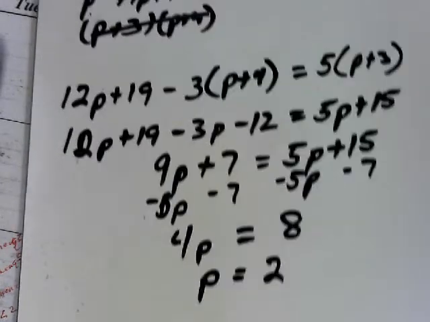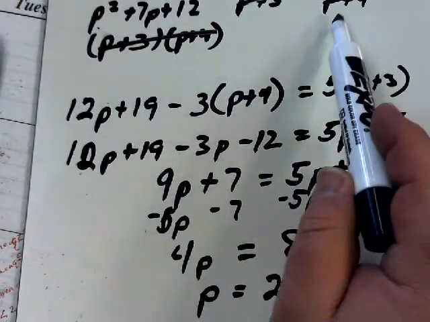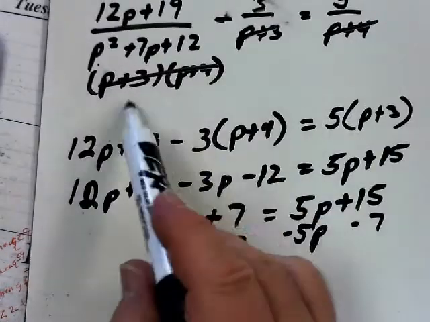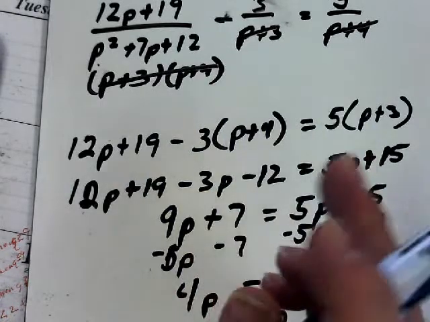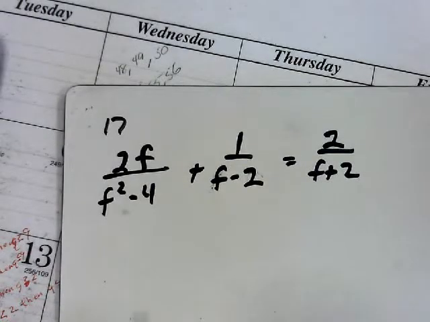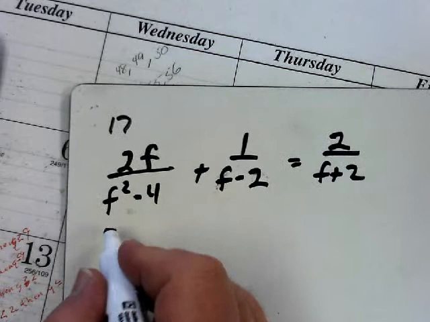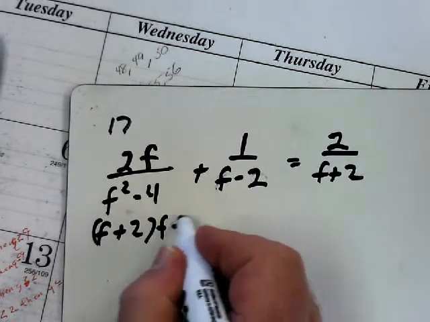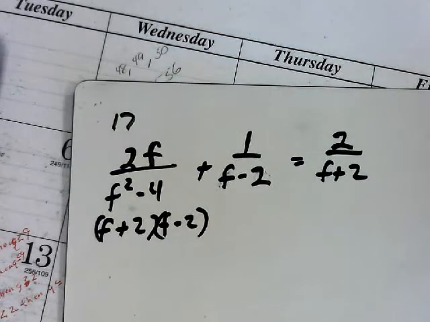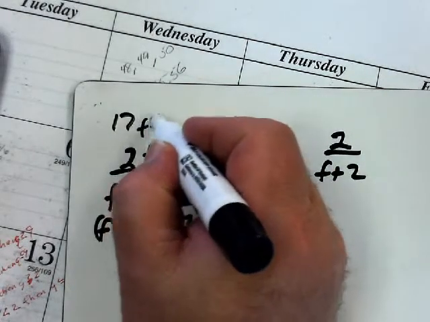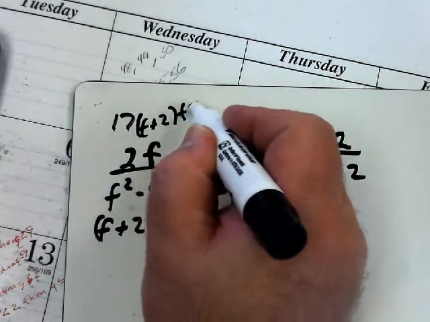Again, I need to check: if I put 2 back into P plus 4 or P plus 3, I'll be alright, because nothing will be 0. So, F squared minus 4 is a difference of perfect squares. You're right, I'm going to have to factor this first. So now I get F plus 2, F minus 2.